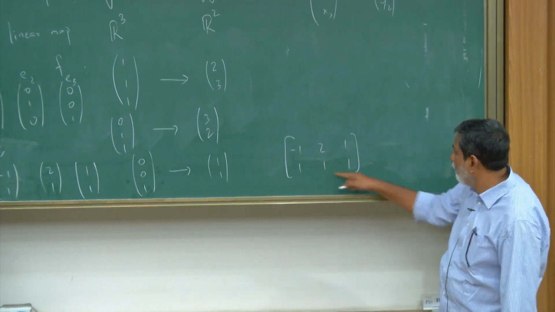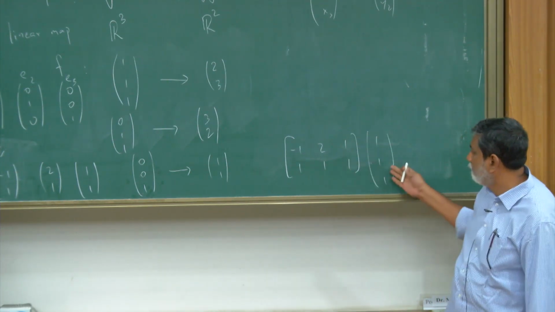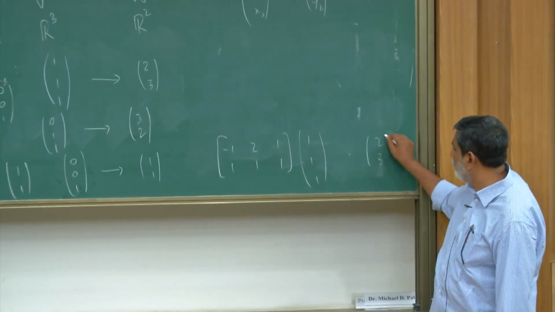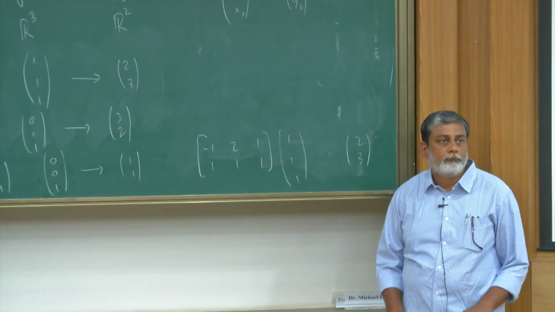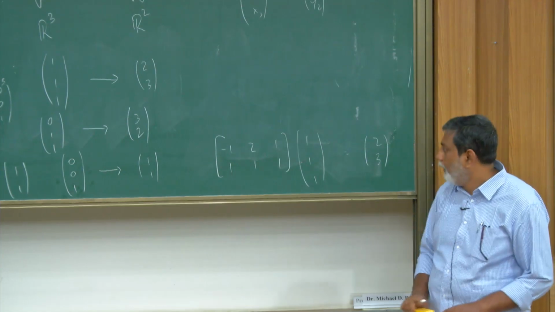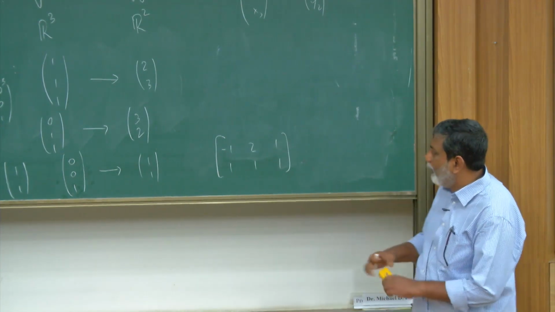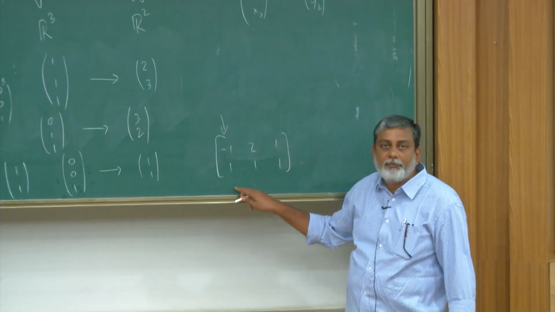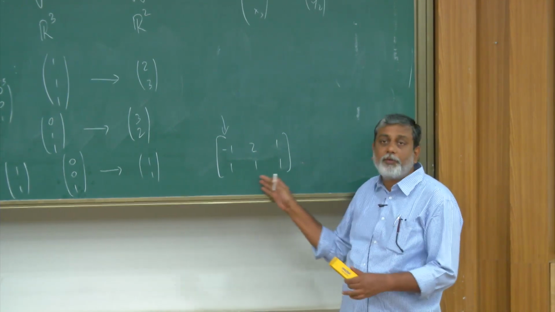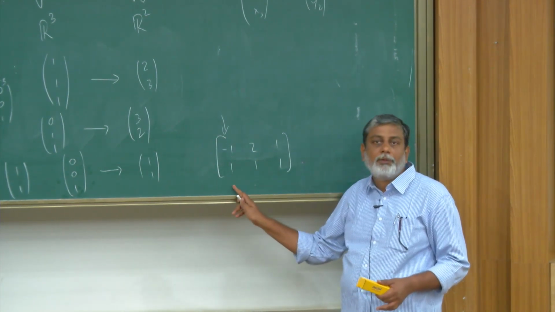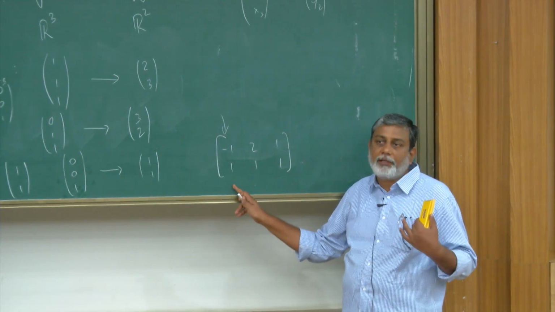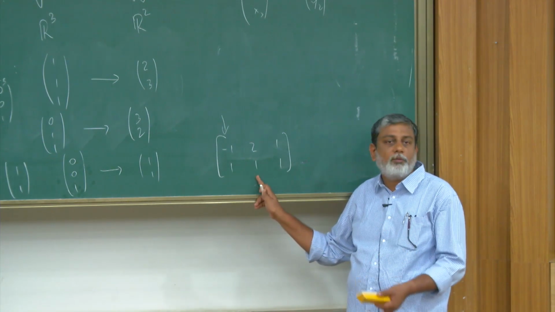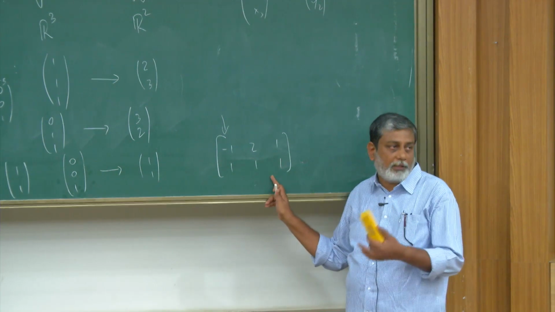And so now if this matrix I multiply with (1, 1, 1), I end up getting (2, 3). So importantly, whenever you have a matrix, the matrix of course defines a linear map, and the first column is precisely where the vector E1 goes to. The second column of the matrix is where the vector E2 goes to. The third column is where vector E3 goes to.